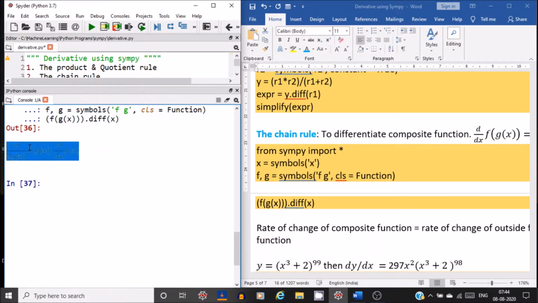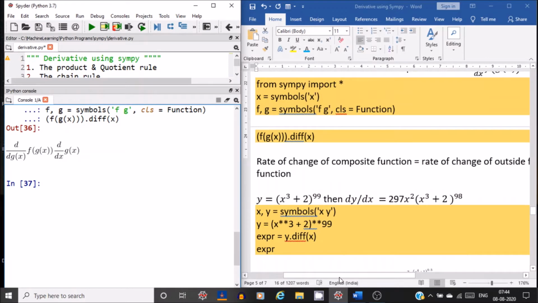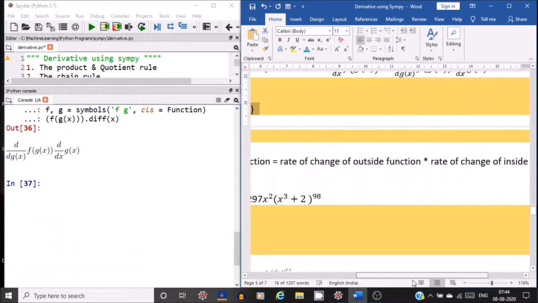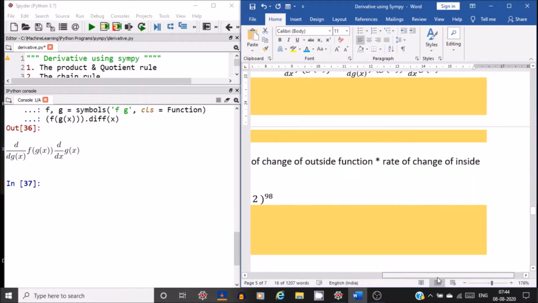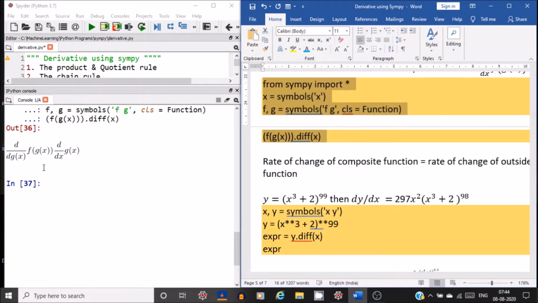So differentiate the outside function with respect to the inside function, and differentiate the inside function with respect to x. Okay. So the rate of change of the composite function is equal to the rate of change of the outside function into the rate of change of the inside function.